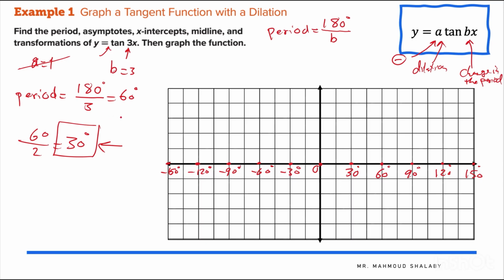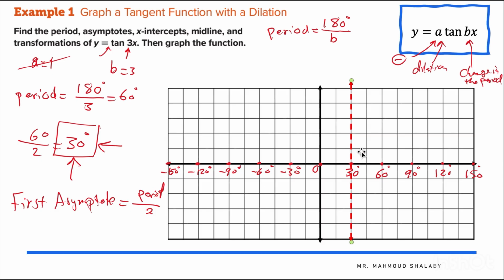Now, we said, guys, the most important thing before I graph is to put the asymptotes before I start drawing or doing anything. The first asymptote will always be here. That's why we are dividing by 2. We can say the first asymptote will be dividing the period by 2. So the period here is 60, dividing by 2, the answer will be 30, which means I will draw the first asymptote at 30.